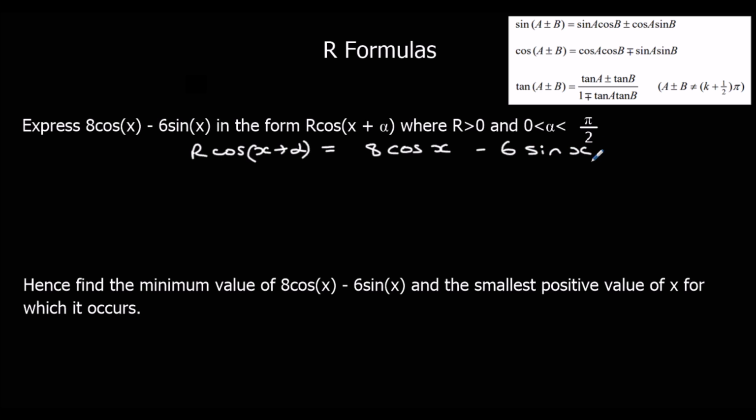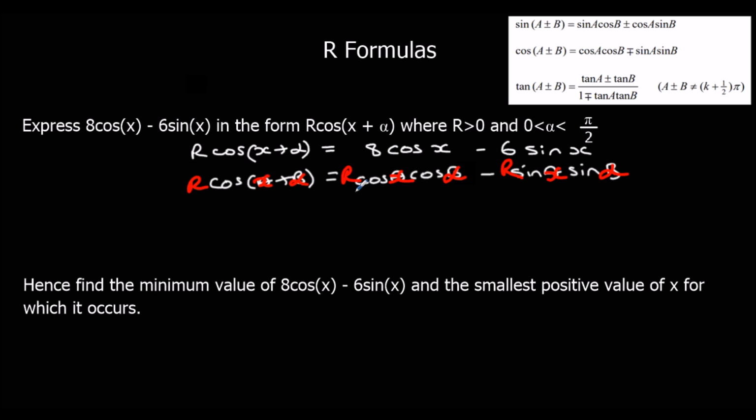So we're going to use the cos plus formula. So cos A plus B, which is cos A cos B minus sine A sine B. We're going to change the A's to X's, B's to alphas, and multiply through by R. So then we'll compare the top to the bottom, which gives us R cos alpha is 8 and R sine alpha is 6.